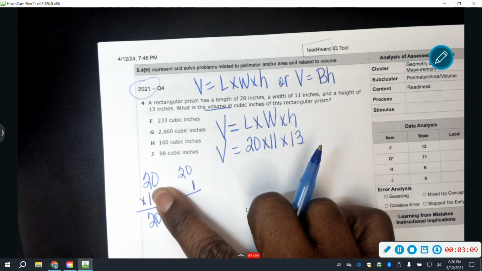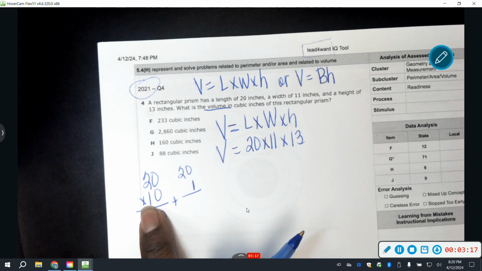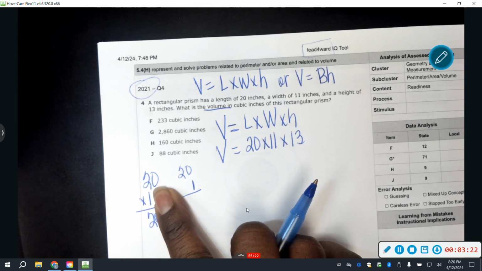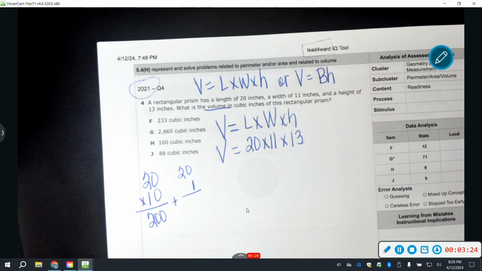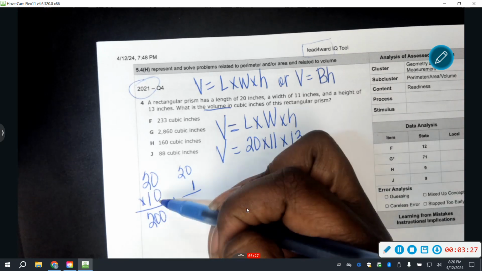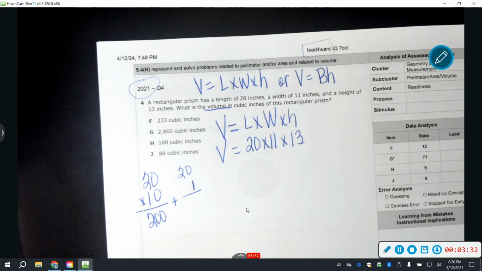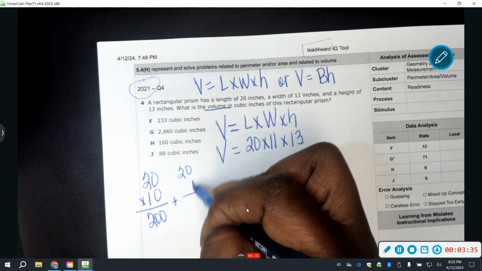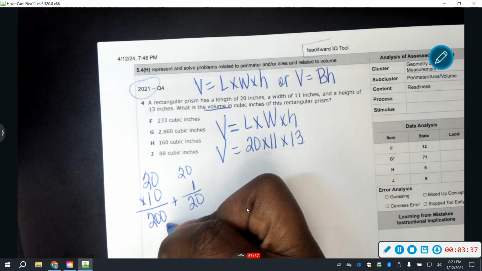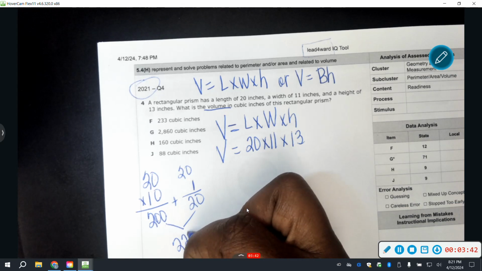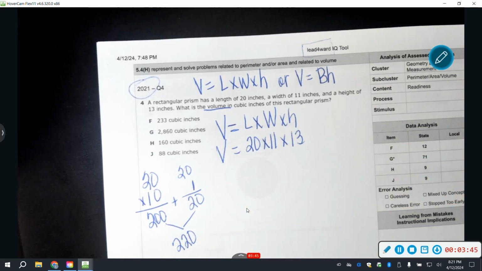Using what we know about place value, every time you go to the left, you multiply by 10. So instead of 20 times 1, it becomes 20 times 10, and that's 200. The other way is 0 times 0, 0. 0 times 2, 0. Drop down. It's the same thing. You're going to get the same answer. And then 20 times 1, we are so good at this. 20 times 1 is 20. 20 plus 200 is 220.